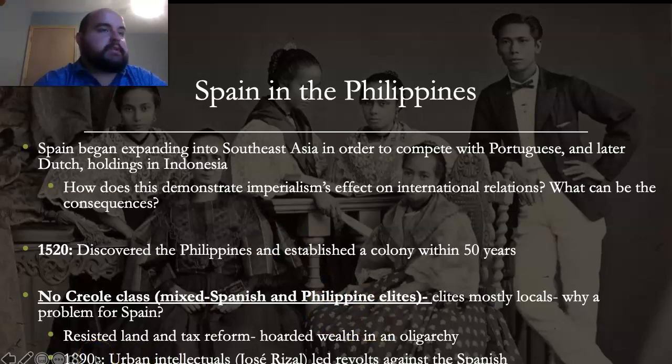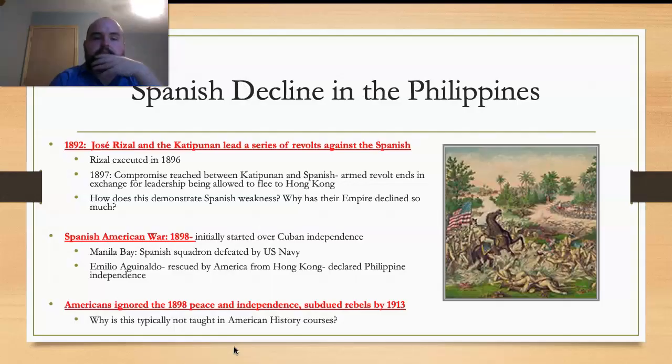Also, these upper class were not very loyal to the Spanish, and by the 1890s, some urban intellectuals, such as Jose Rizal, led a revolt against the Spanish to get Spanish involvement out entirely. Because of this, the Spanish did very quickly decline in their power in the Philippines.